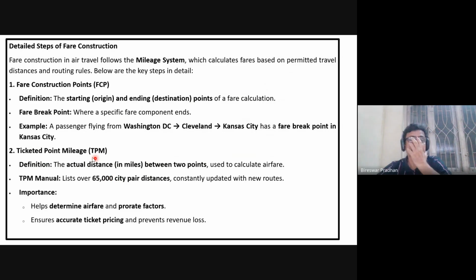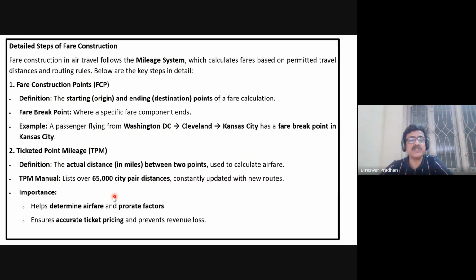Fare construction in air travel follows a mileage system which calculates fare based on permitted travel distance and the routing. The fare construction point is the starting origin and the destination point. Fare break point is where the specific fare component ends. For example, a passenger flying from Washington to Cleveland. And ticket point mileage is the actual distance between the points used to calculate the fare.